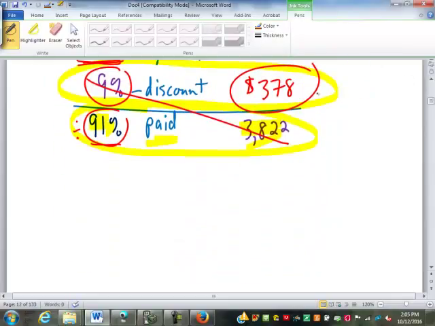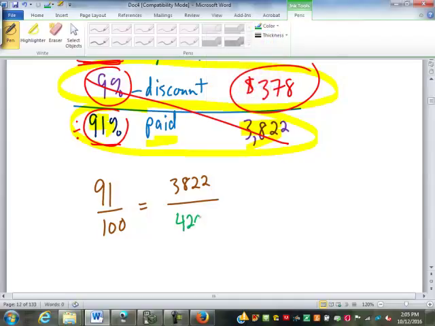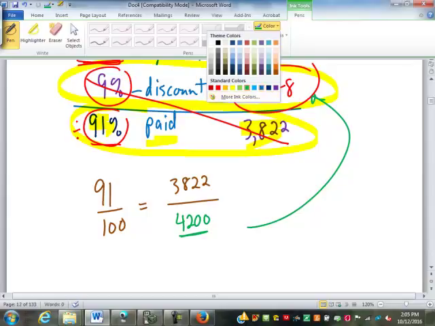Many of you may have gone about it that way rather than doing the table. You may have just found the amount paid is 91% and used that to find the full amount of $4,200 and subtracted back out to get to the $378. How many of you got the $378?